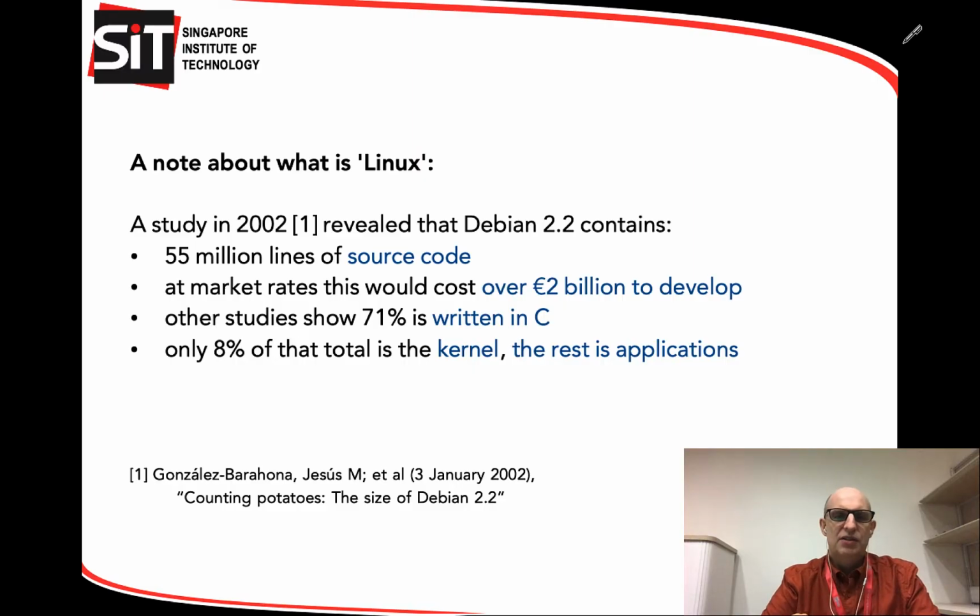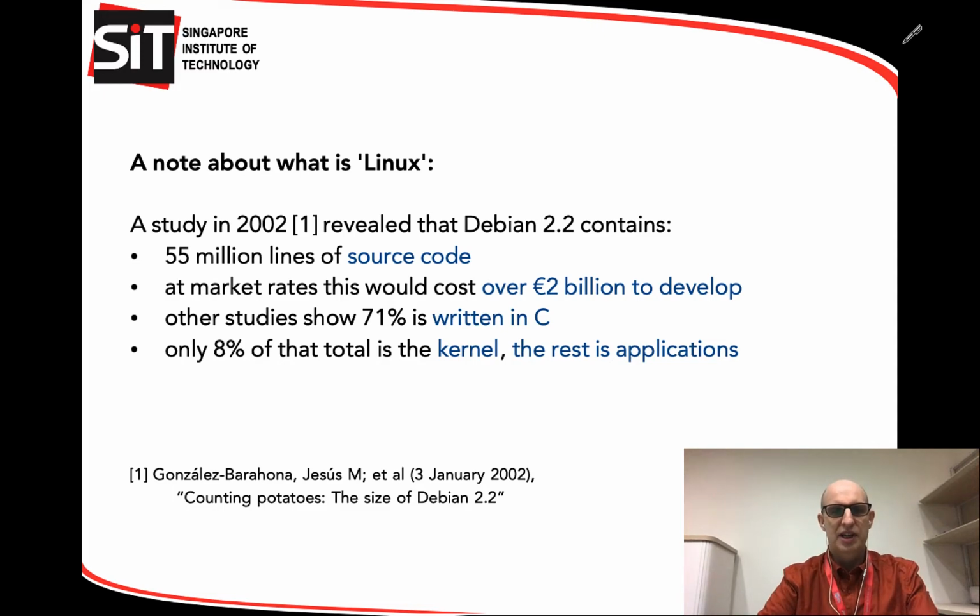The word Linux, we talk about it loosely as an operating system, but actually it's really the kernel of an operating system. And this study in 2002, there's nothing I have which is newer, was about Debian 2.2, a popular version of the Linux operating system, a popular distribution. And at that time it contained 55 million lines of source code. Now, just a point on this, if you were paying software developers to write 55 million lines of source code, it would cost you about €2 billion. I guess that's about $4 billion. Now, that's quite amazing because we get this for free. It costs us nothing.